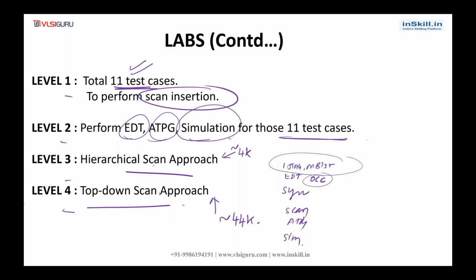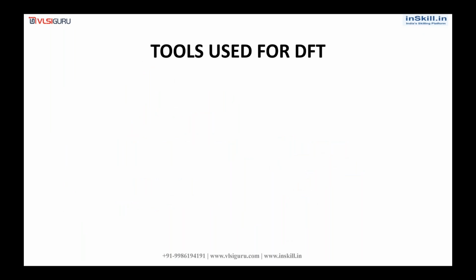But in level 3 and level 4 projects, we will be covering everything. So IJTAG and embed insertion, EDT, OCC insertion, synthesis, scan, ATPG, simulation, everything we will be covering. Level 3 projects will be a hierarchical scan approach, and level 4 projects will be a top-down approach. Okay, so this is what we will be doing.